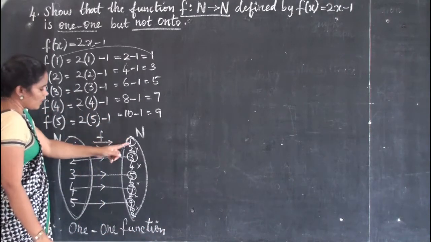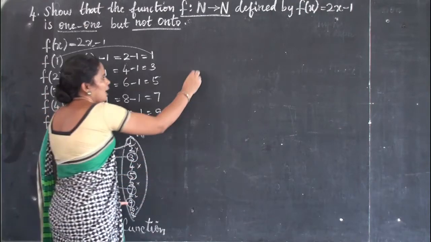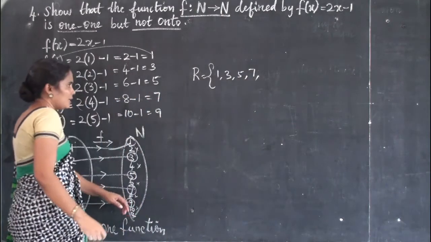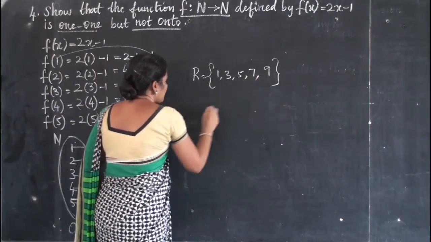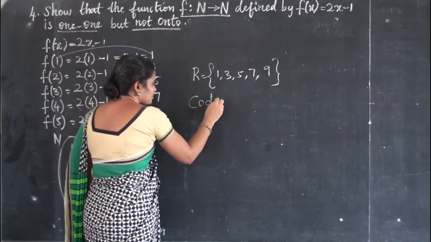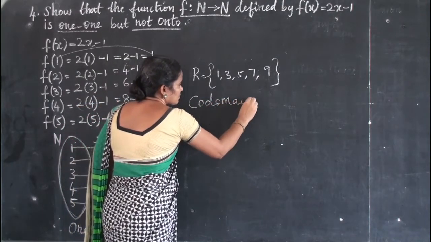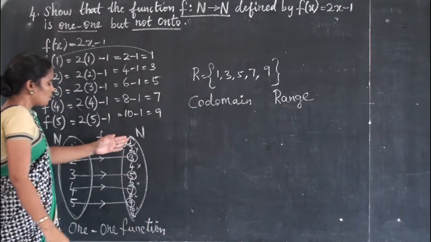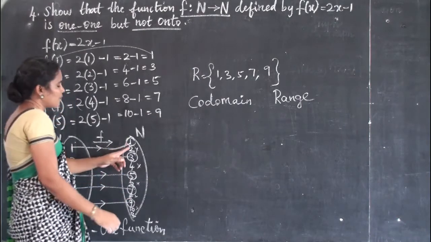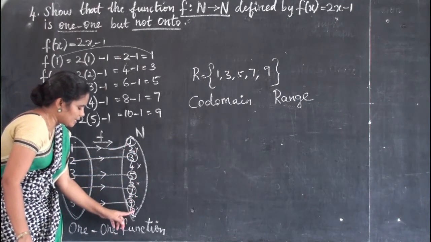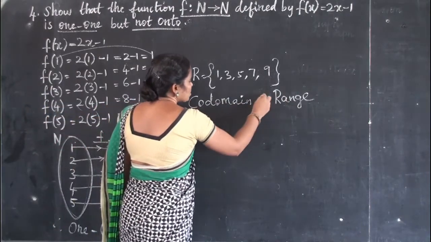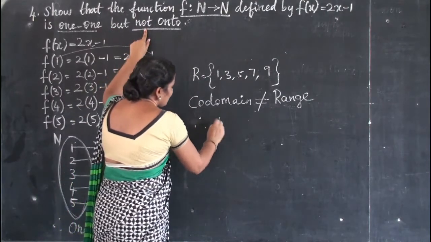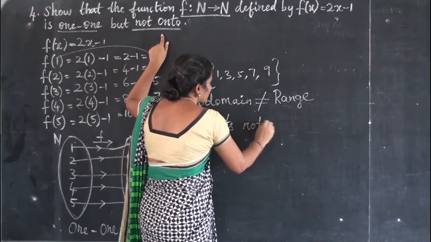But now look at the range: R is equal to 1, 3, 5, 7 and 9. What is the relation between codomain and range here? Codomain and range are not equal because 2, 4, 6, 8 and 10 have no image. So codomain is not equal to range. Therefore it is not an onto function.